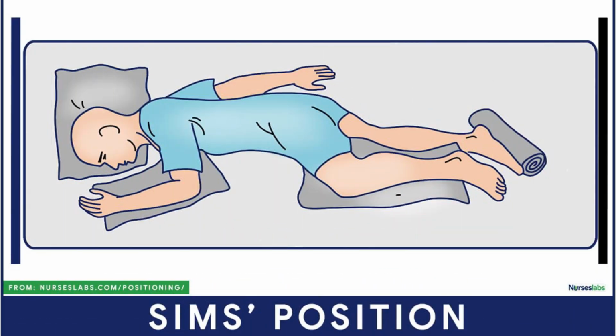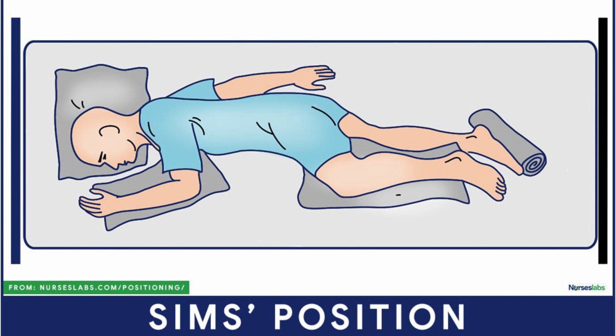You see it clearly. The lower arm is positioned behind the client, and the upper arm is flexed at the shoulder and the elbow. The upper leg is more acutely flexed at both the hip and the knee than the lower one. So that is that about SIMS position.